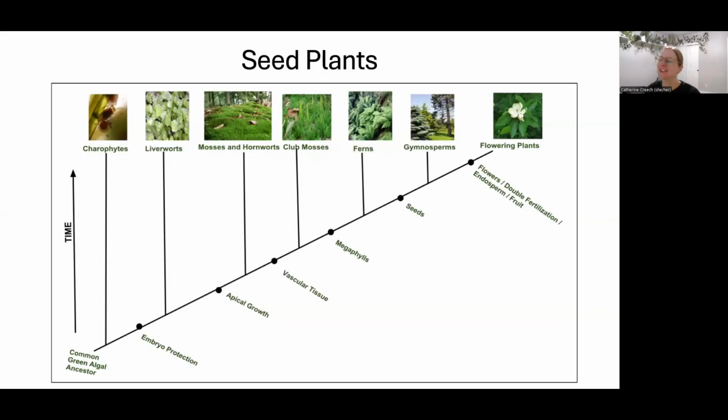Hello, biologists. Today we're going to talk about angiosperms, which are the plants that produce flowers and fruits. Here we have our phylogenetic tree of plants.